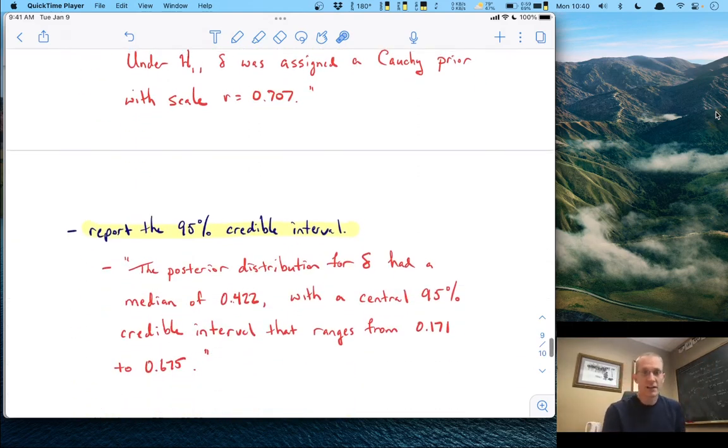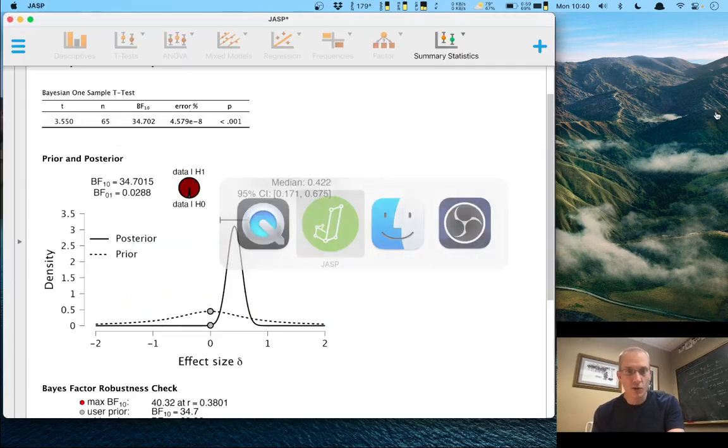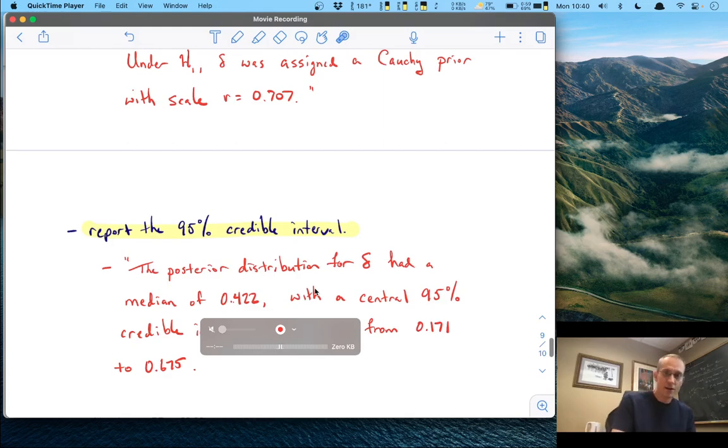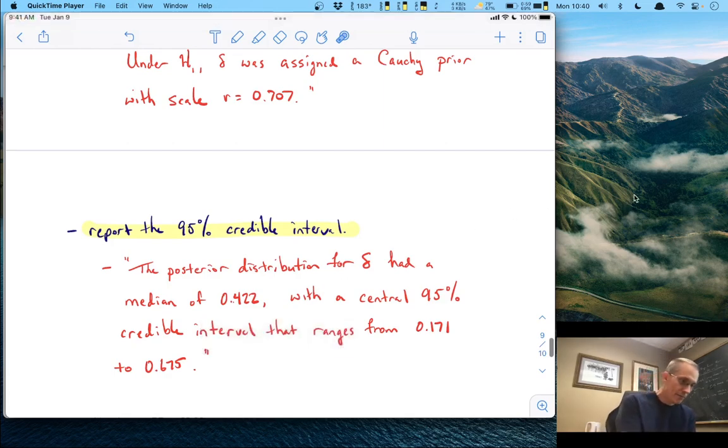So this comes directly from the JASP output. Let's go back and look at that just a second. Remember, right up here, this gives you all of your estimation stuff, gives you the median as well as the 95% credible interval. Remember, what this says is that there's a 95% probability that the value of delta ranges between here and here, so 0.171 and 0.675. So let's translate that here. The posterior distribution of delta had a median of 0.422 with a central 95% credible interval ranging from 0.171 to 0.675.